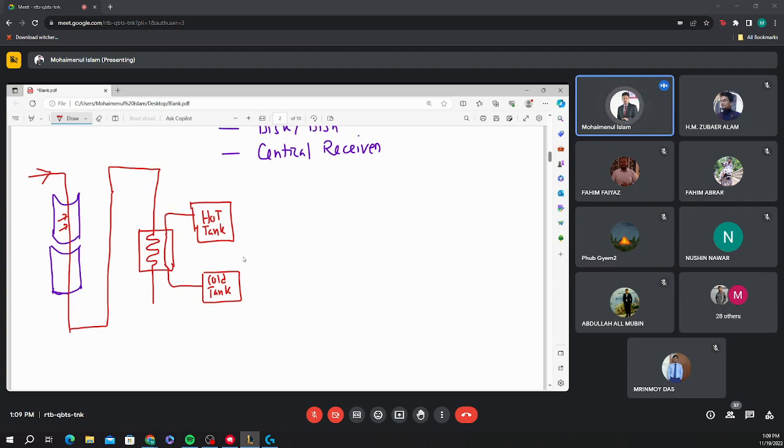Okay, and after that, that water gets cool and then is again connected to this pipe. Okay, here we can get cool water. This is hot water. This is heat exchanger.